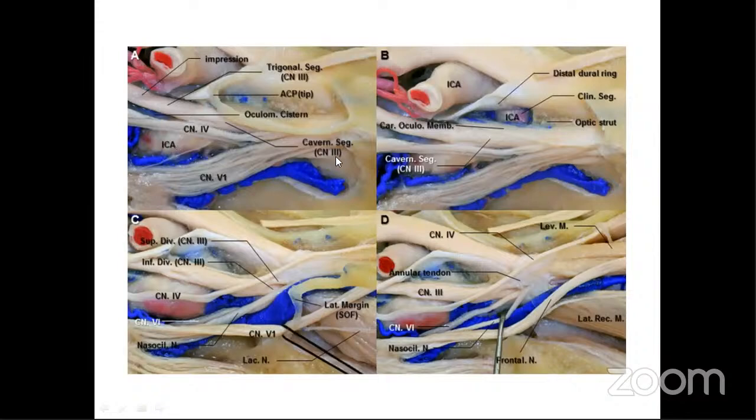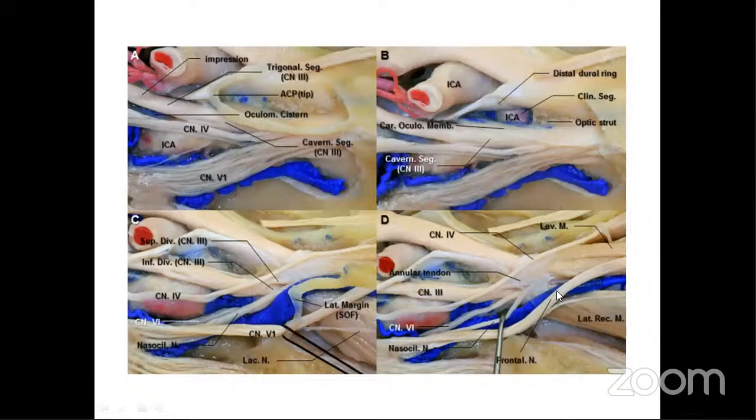They have demonstrated the division of the oculomotor nerve before it enters the superior orbital fissure. Here we can see this is the oculomotor nerve, which is divided into superior division and inferior division even before it enters the superior orbital fissure. That's the point which should be remembered here: the oculomotor nerve divides into superior and inferior divisions before it enters the superior orbital fissure.